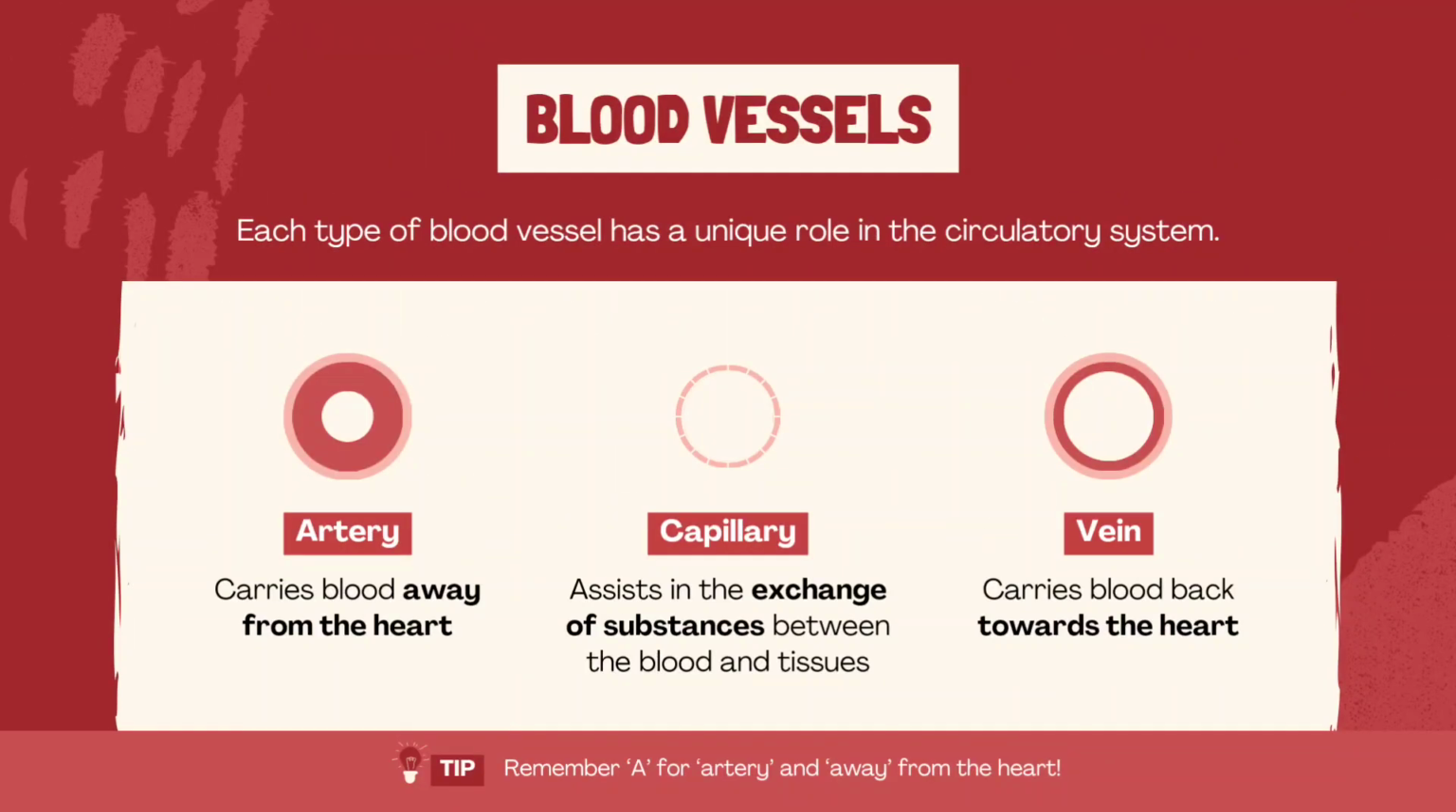Each type of blood vessel has a unique role in the circulatory system. Artery carries blood away from the heart. Capillary assists in the exchange of substances between the blood and tissue. Vein carries blood back toward the heart. Remember, A for artery and away from the heart.